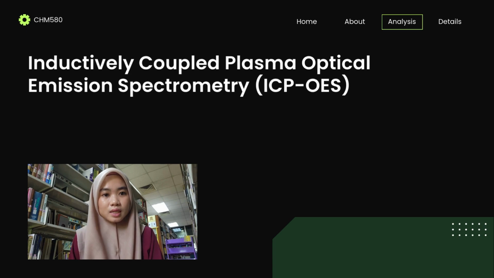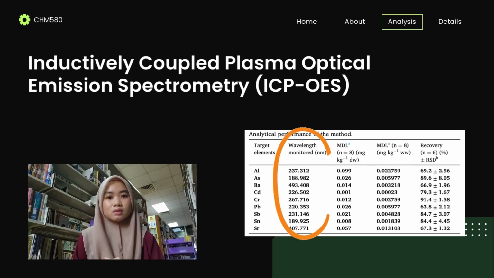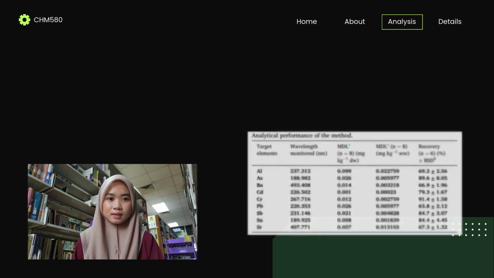In ICP-OES, atoms of the target analyte will interact with plasma, causing them to emit different wavelengths of light. The table shows the result from the ICP-OES instrument, which is the value of the wavelength that is emitted by the metal atoms of the target elements. The difference in wavelength emitted by each element is due to the difference in energy they release to go back to ground state from excited state.